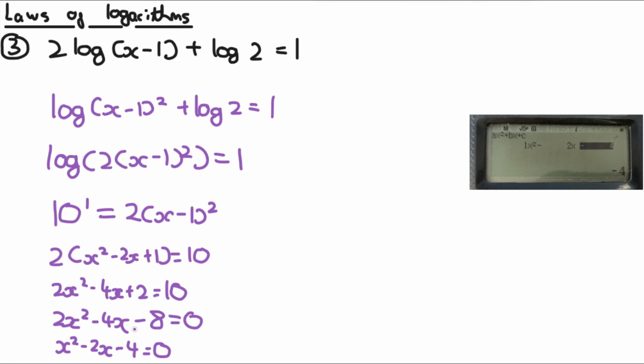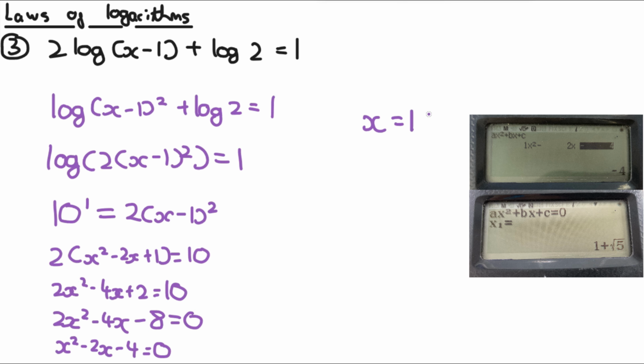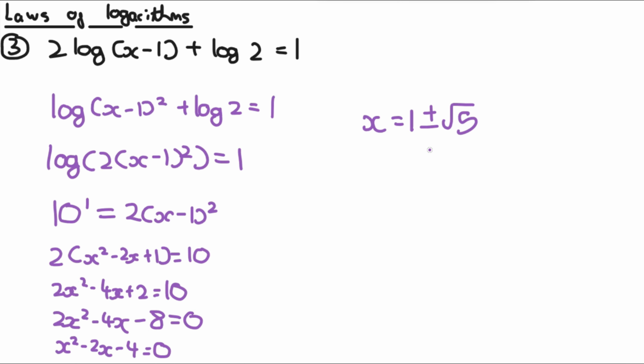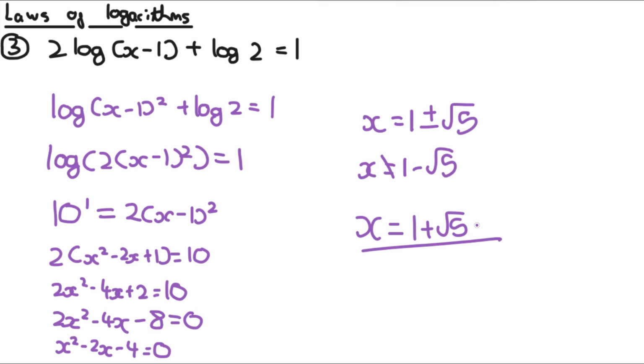And then we can solve this. I'm just going to put it into the calculator. You could use the quadratic formula as well, and this will give out the values that x is equal to 1 plus or minus root 5. So x is equal to 1 plus or minus root 5. But if you check with your calculator, if it's minus, then x is going to be a minus number because root 5 is bigger than 1, and therefore you would be logging a negative number. So therefore x cannot be equal to 1 minus root 5, so therefore x is just equal to 1 plus root 5, and that's the final answer.